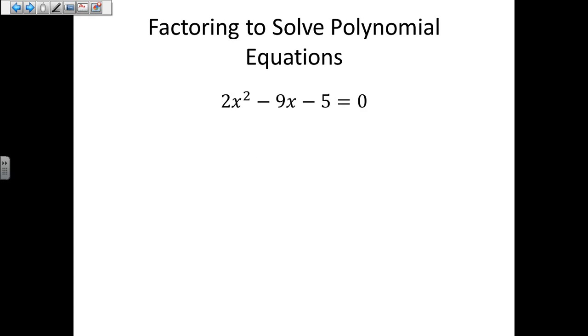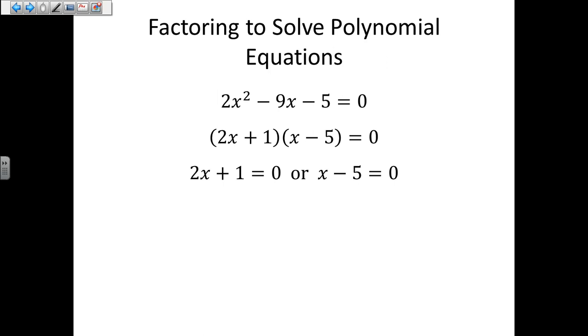Let's go ahead and factor this quadratic. Let's factor it to 2x plus 1 times x minus 5. And now to change those factors into solutions, basically I just set each factor equal to 0 separately, and I solve the two little baby equations that I've created. I get x equals -1/2 or x equals 5. So each of my factors, 2x plus 1 and x minus 5, creates a root, or a solution, to this equation.